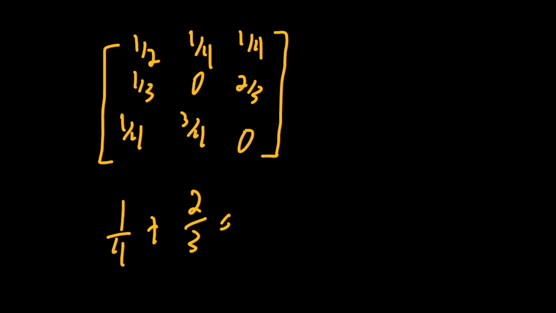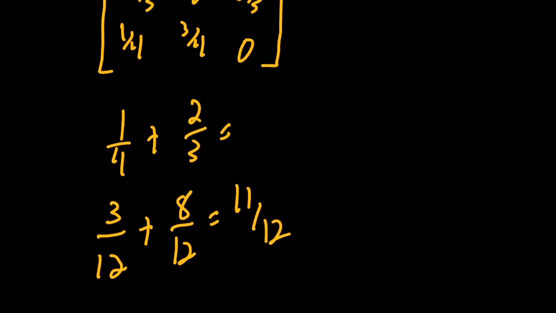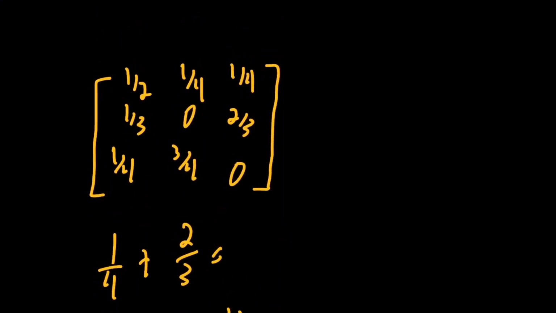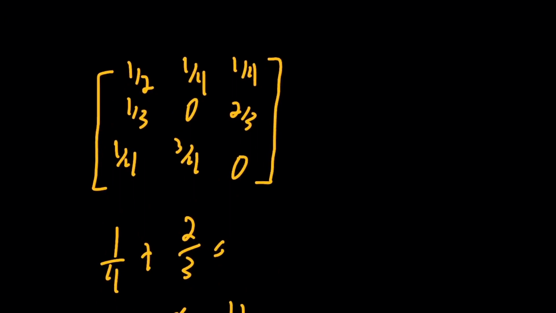Well, let's create a common denominator. Let's multiply 1/4 by 3/3 and 2/3 by 4/4. As a result, we get 3/12 plus 8/12, and that creates a value of 11/12. Okay. Well, it's close, but no cigars, so because the third column sum does not equal 1, this matrix is not stochastic.